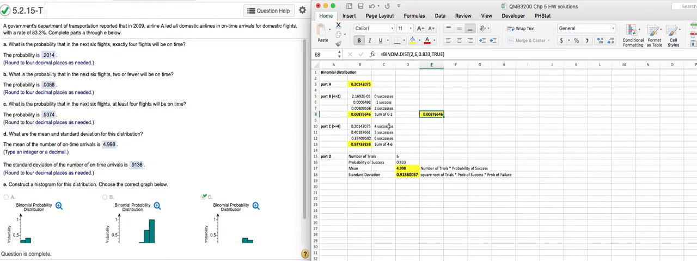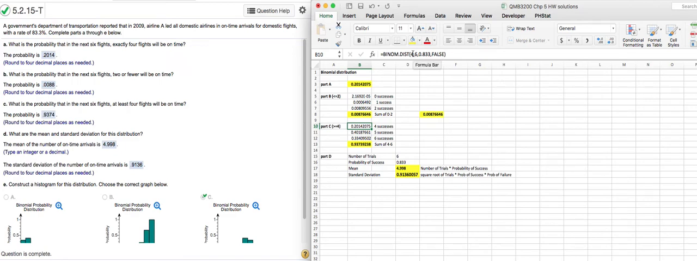So fewer than 4, including 4. And so we break this out with 4 successes, 5 successes, and 6 successes, which is the maximum number of flights that we're looking at. So greater than 4, or at least 4, I should say, flights on time, we would include the 4 successes, 5, and 6. So formula is really easy to enter.